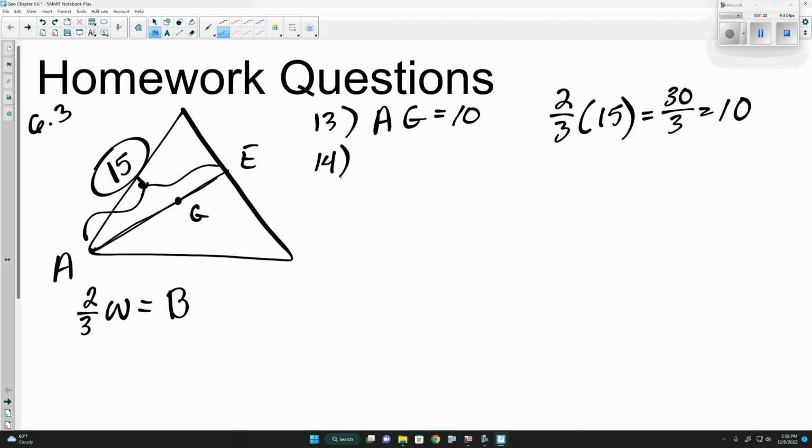And I think the next one asks for GE, yes? Yeah. Which is the smaller, which is half the bigger. So it's 5. And that's it. Questions on this here? Questions on anything so far?